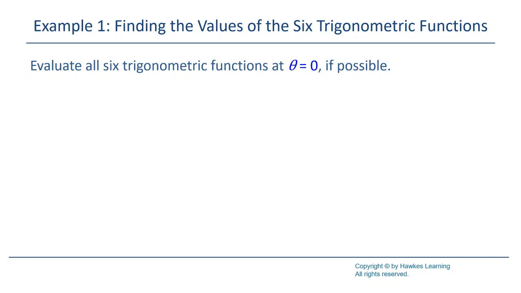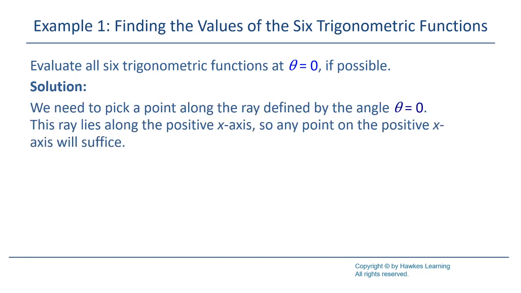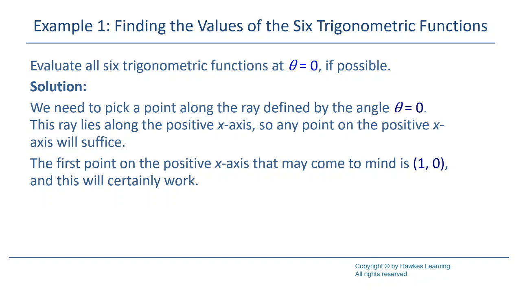Alright, so the first example is just going to be: evaluate the 6 trig functions at theta equals 0, if at all possible. So we need to pick a point along the ray defined by the angle theta, which equals 0. This ray lies along the positive x-axis, so any point on the positive x-axis will suffice. So, easy one, hint hint, just use the unit circle if possible.